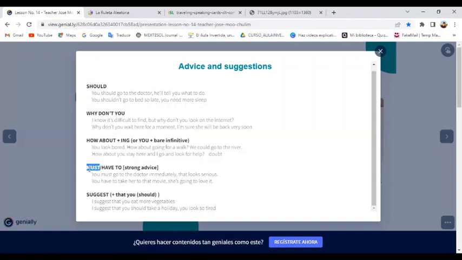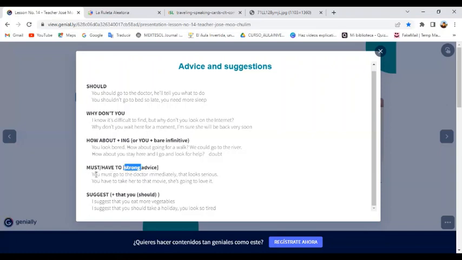Okay, and then here we have must and have to. Okay, the ones that we learned in the picture. And as you can see here, it says that is for a strong advice. Okay, para una sugerencia con intensidad fuerte.